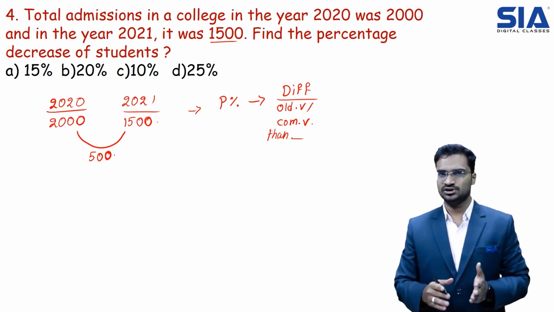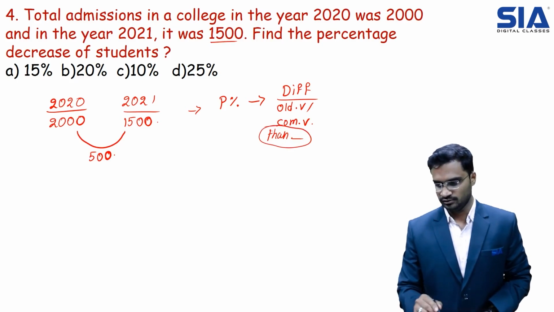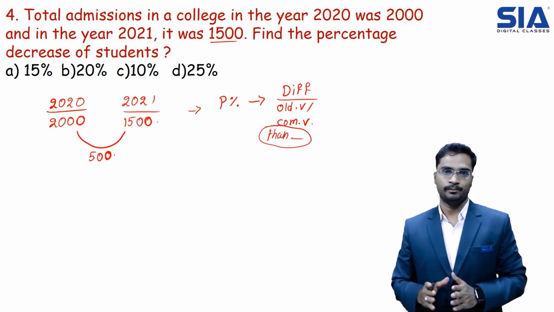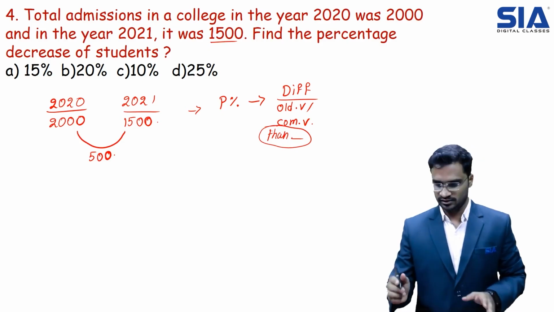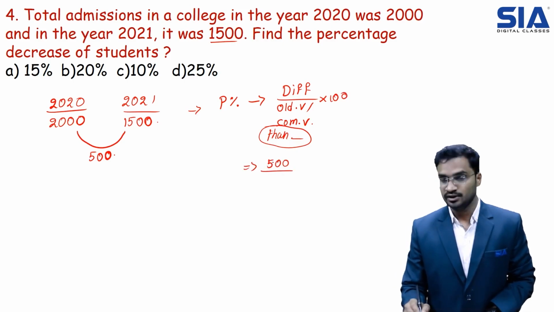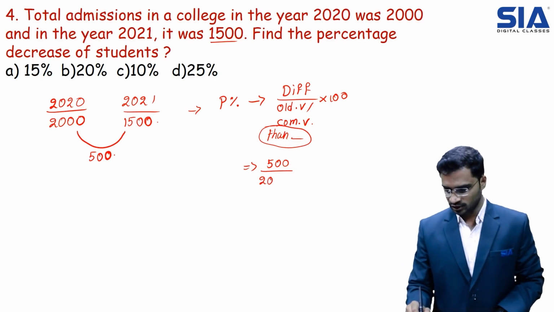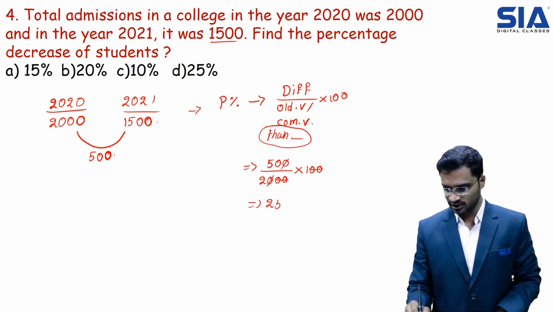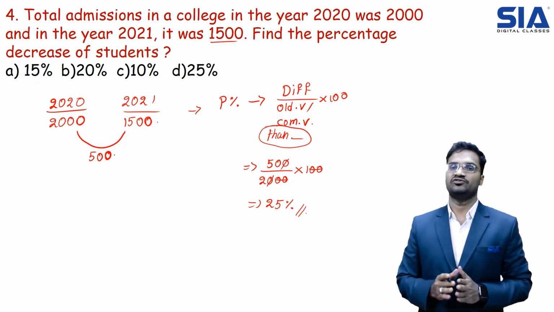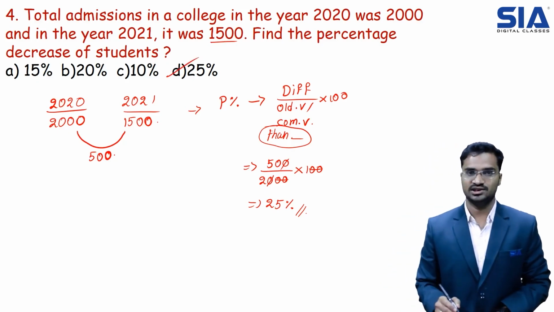So in some questions we are getting values which are after that. In the denominator we have to write that particular value. So difference divided by old value, or comparing value, or the value which is given after that, into 100. Here the difference is 500, divided by 2020, since we are comparing with it. In 2020 there were 2000 students, into 100. So two zeros get cancelled, 50 by 2 is 25%. So our answer is 25%. There was a 25% decrease in this year. So option D is our answer.